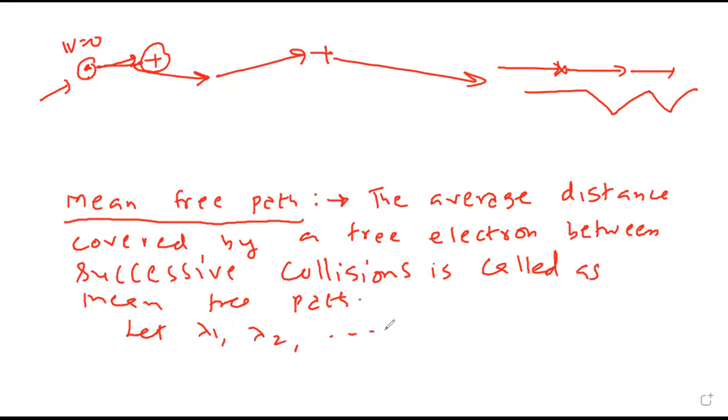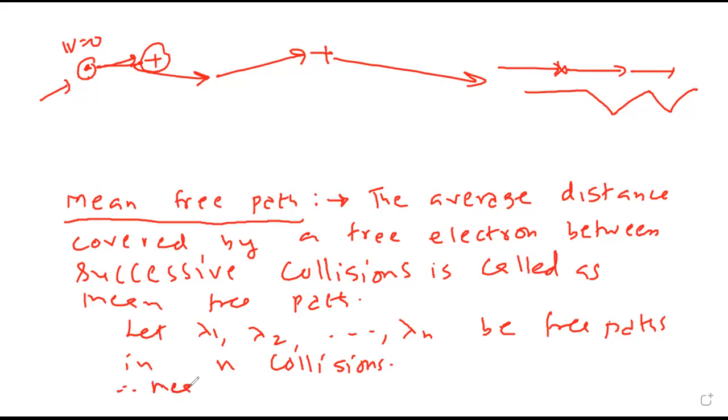Let lambda 1, lambda 2, up to lambda n be the free paths in n collisions. Therefore, the mean free path lambda bar is (lambda 1 plus lambda 2 up to lambda n) divided by n.